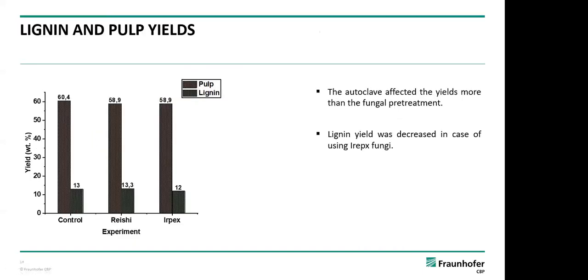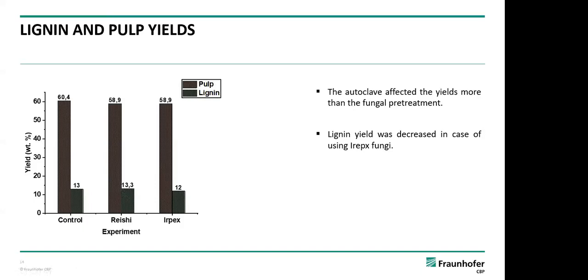In this slide, we see the pulp and lignin yields after a complete process of fungal pre-treatment and Organosolve. We see that compared to the control sample, the pulp yield slightly decreased, and the lignin yield decreased in case of using one fungus for fungal pretreatment, but in case of using the other it is slightly improved, not too much.